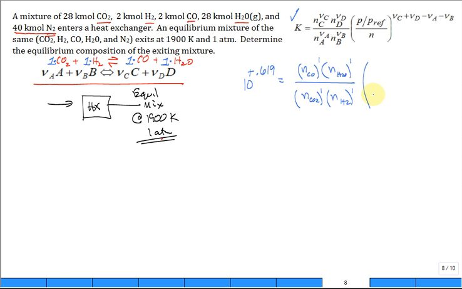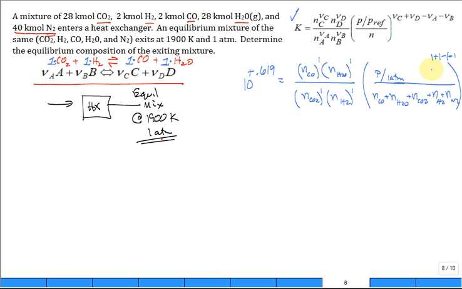We have P divided by 1 atm, divided by the total number of moles, which is the number of moles of carbon monoxide, number of moles of water, number of moles of carbon dioxide, and the number of moles of hydrogen, plus the number of moles of nitrogen. All of them make up your gas at equilibrium, even though the nitrogen's inert. It's still in the total N. All raised to the power 1 plus 1 minus 1 minus 1.